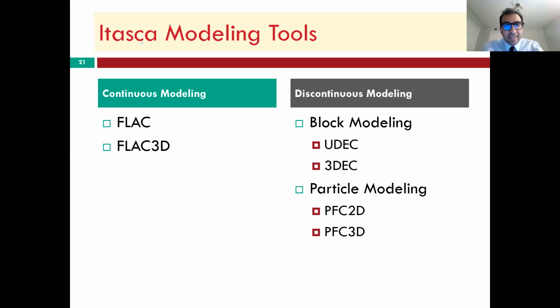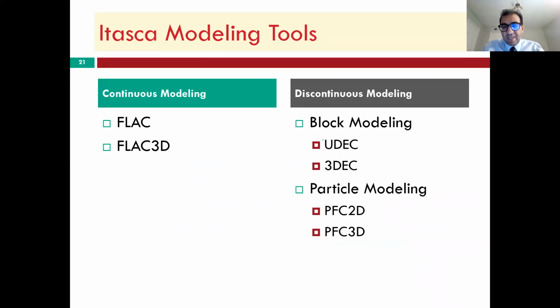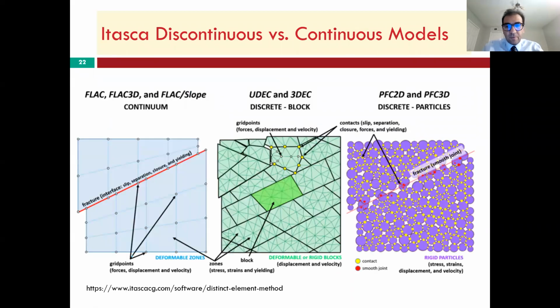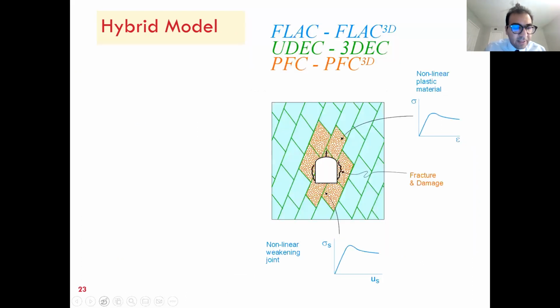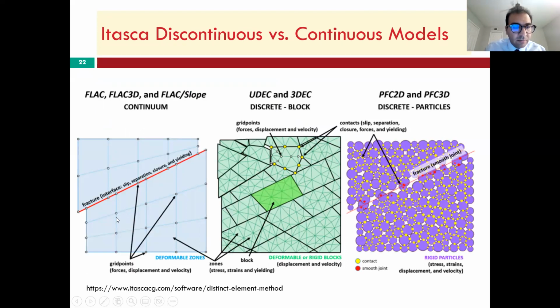So categorizing these Itasca tools, as I mentioned, for continuous modeling we have FLAC and FLAC 3D. For discontinuous modeling, again, we have UDEC and PFC. UDEC and 3DEC are used for block modeling. PFC and PFC 3D are used for particle modeling. This is a nice and interesting overview comparing the different Itasca tools.